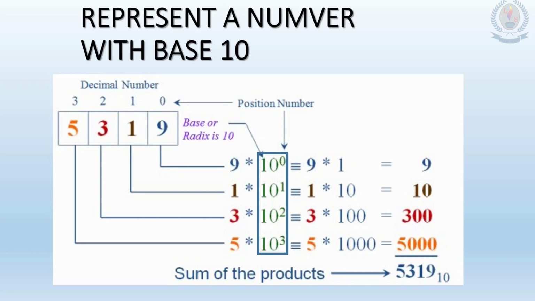And for the next position, you are coming toward your left hand side. The next position is 10 to the power 1, and you multiply it with the number 1, then you get 10. In the same way you multiply 3 into 10 to the power 2, you get 300. Finally you get 5000. Then you add all these numbers together, and you get 5319. That's how 5319 comes using the decimal number system.